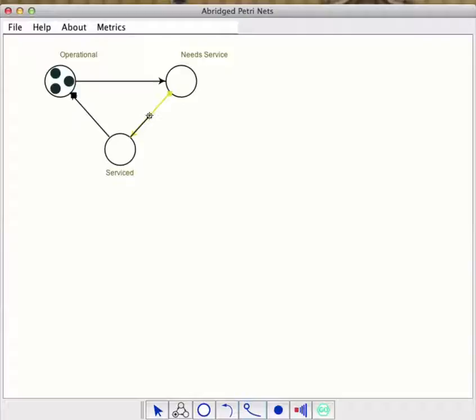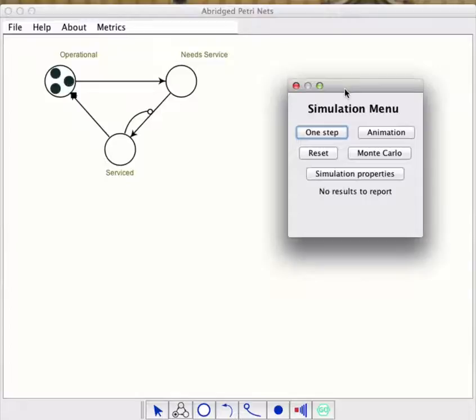For example, we can introduce some constraint here and say that we can only serve one unit at a time. So we'll introduce an inhibitor. And as a result, when we try to simulate, we can observe that when we have one unit serviced, the other one needs to wait. Note that only when it's done, immediately the other one comes in. Remember that this transition is instantaneous, so there are no delays.